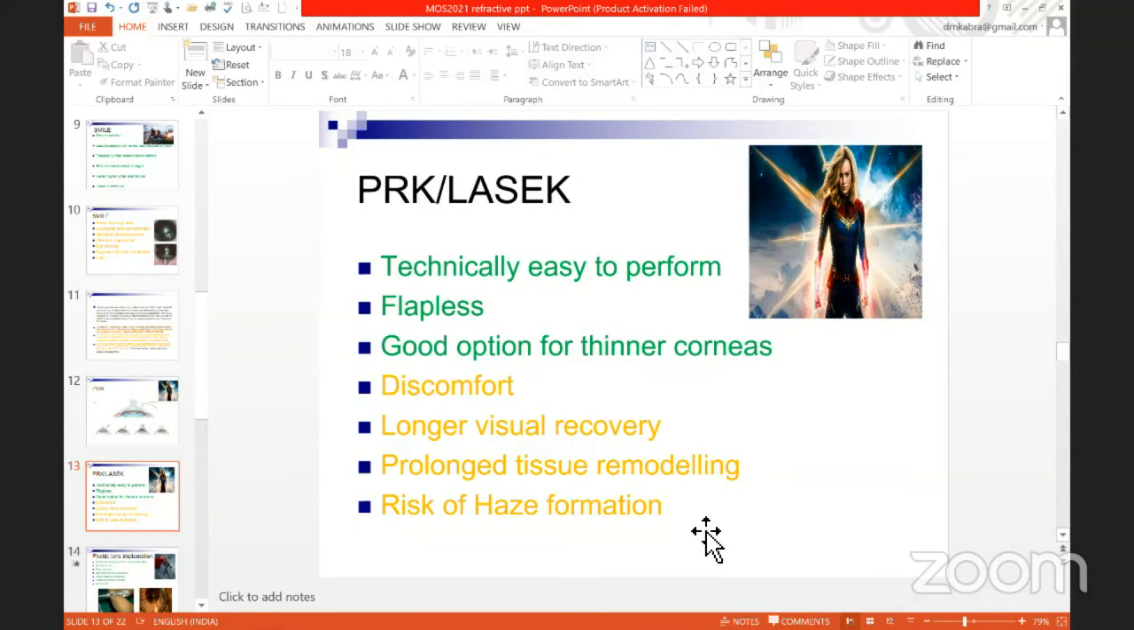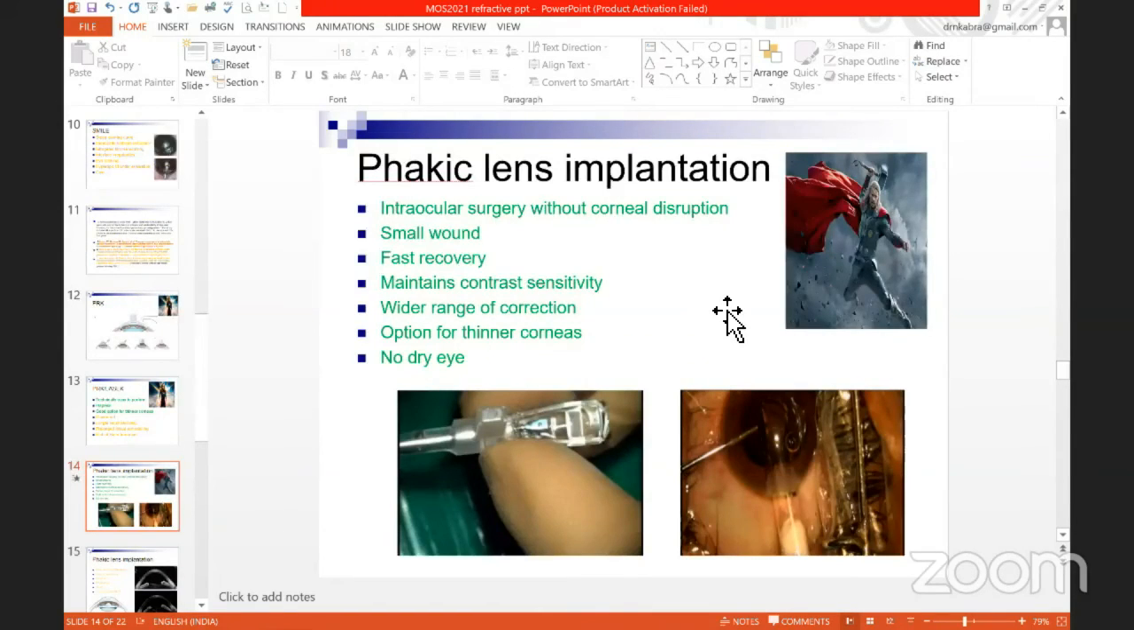Here comes our Thor. Why this is Thor? Our ICL or phakic IOL implantation is a Thor because, as Thor is from different planet, this comes non-cornea based surgery. Rest of all were cornea based surgeries, what we have discussed. This is intraocular surgery, smaller wound, fast recovery, maintains contrast, wider range of correction, and thinner corneas, LASIK rejects can be addressed. No issue of dry eye.